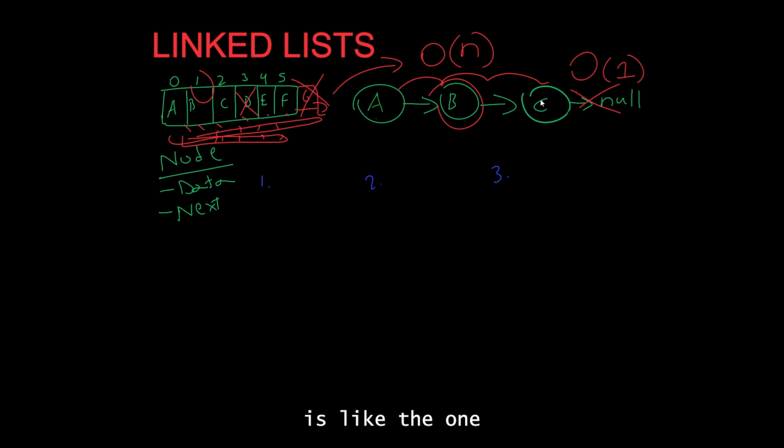The singular one is like the one we have right here, where we have one node that just points to the next, and just points to the next, and then at the end it just points to null to show that we're at the end of the list.